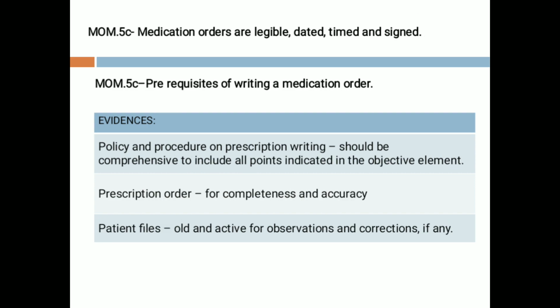Objective element MOM 5C speaks about prerequisites of writing a medication order. Evidences: policy and procedures on prescription writing should be comprehensive to include all points indicated in the objective element. Prescription order for completeness and accuracy. Patient files, old and active, for observations and corrections if any.